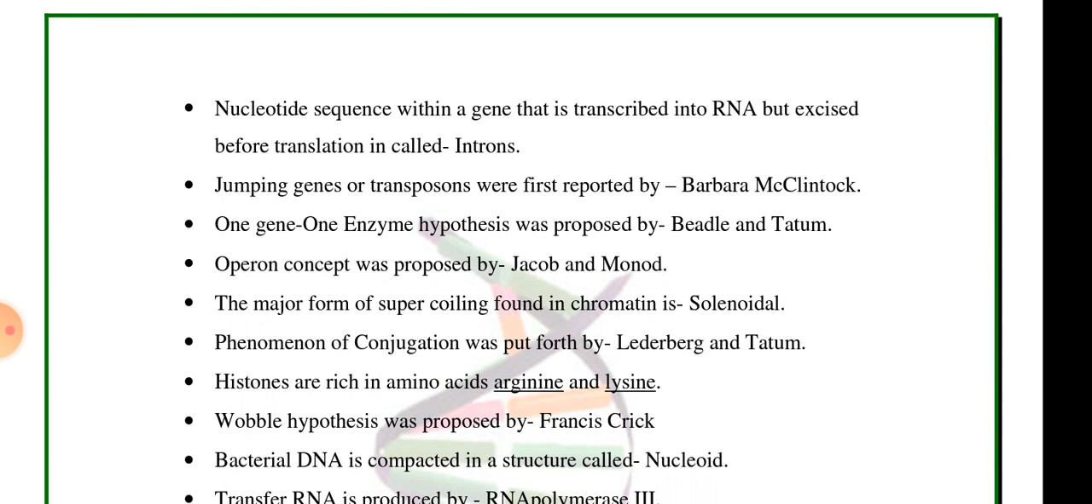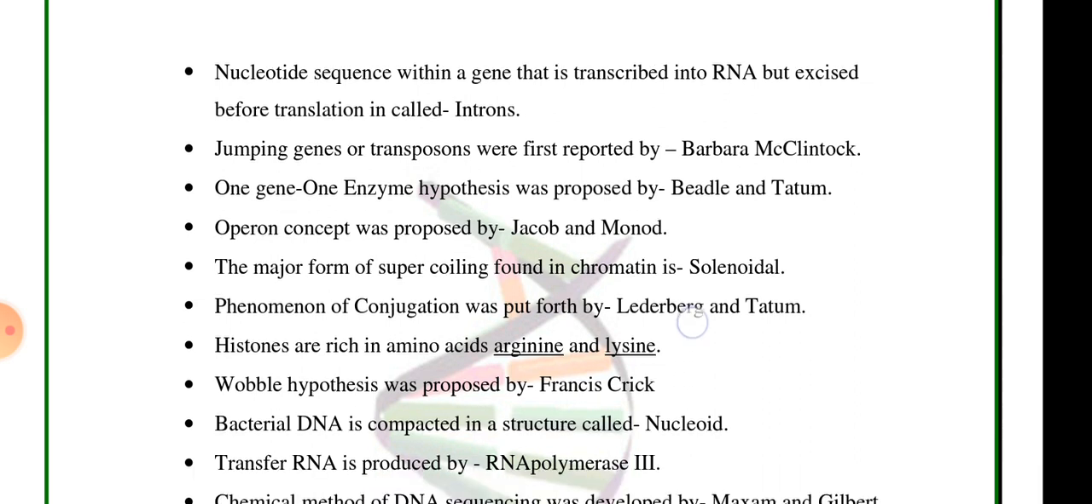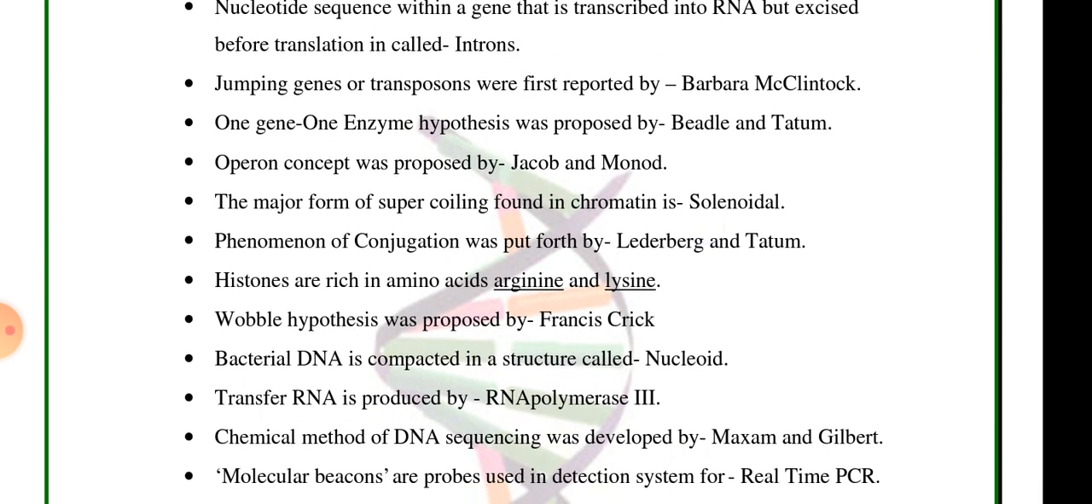Wobble hypothesis was proposed by Francis Crick. The DNA double helix model was also proposed by Francis Crick, and the Wobble hypothesis was also proposed by Francis Crick. Bacterial DNA is organized in a structure called the nucleoid. Transfer RNA is produced by RNA polymerase 3. Chemical method of DNA sequencing was developed by Maxam and Gilbert. Maxam and Gilbert proposed the chemical method of DNA sequencing.